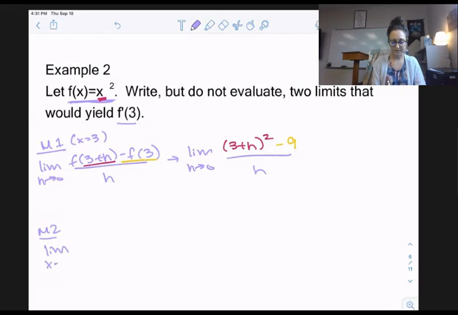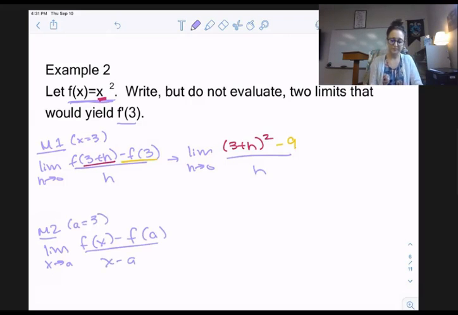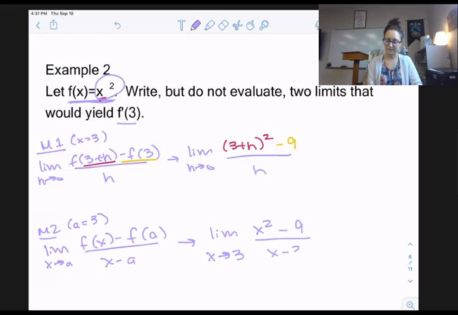All right, method 2 goes like this. The limit as x approaches a of f of x minus f of a all over x minus a. Again, f of x is x squared, and now a is 3. So we're going to have the limit as x approaches 3 of f of x, which remember was x squared, minus f of 3, and if I plug 3 in here, I get 3 squared, which is 9, all over x minus a, which again is 3. Okay, and you're just going to leave it there.